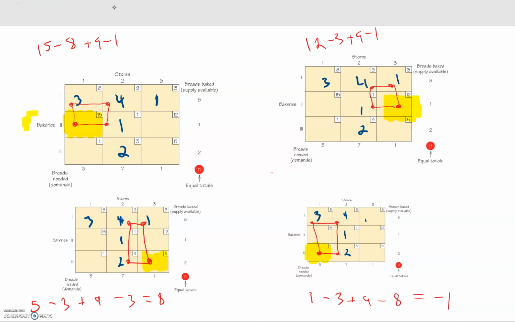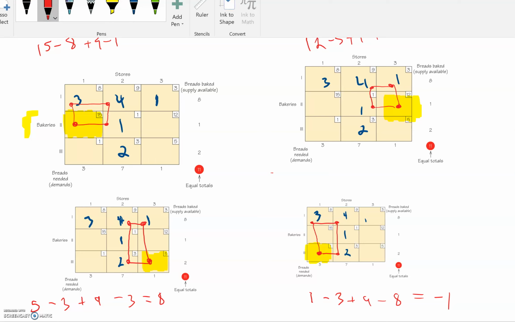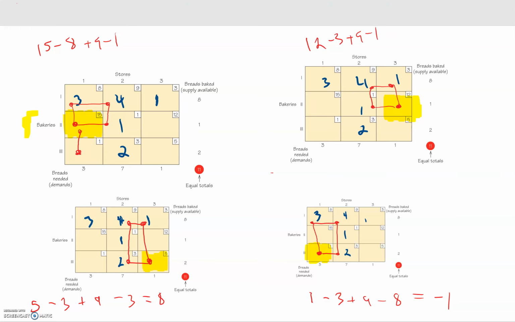So this cell right here, the only possible circuit is the one that I've outlined, because all the other ones would end up with me taking away from a zero cell, and so they wouldn't work. So for example, if I try to go down here, that won't work because that's empty. And if I try to go over all the way, then plus, minus, that one's empty. So none of those will work.